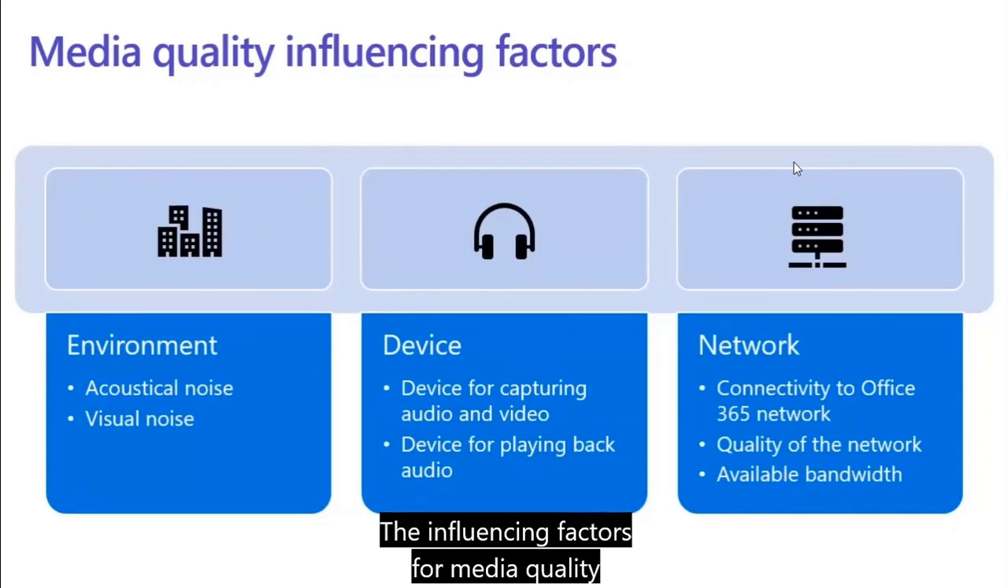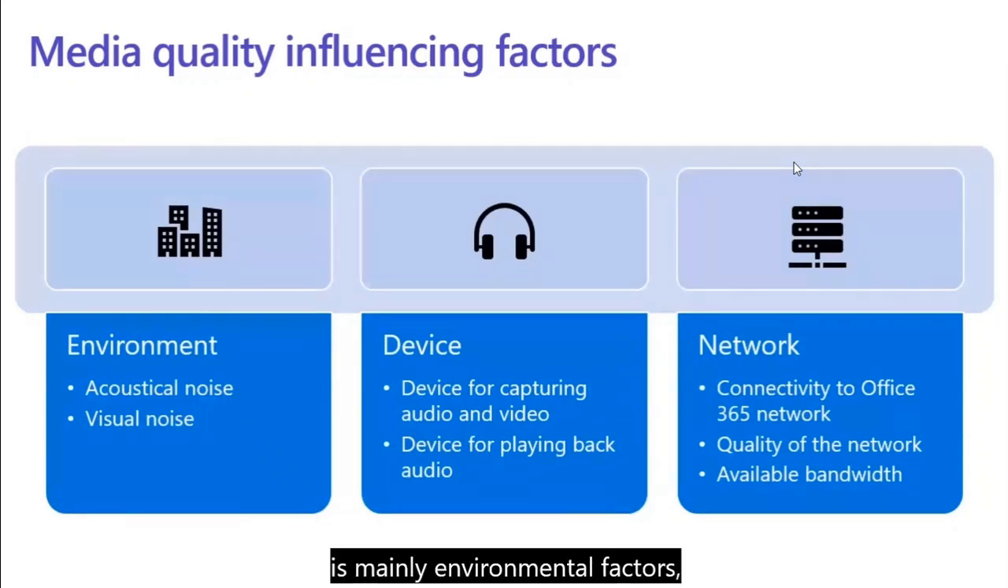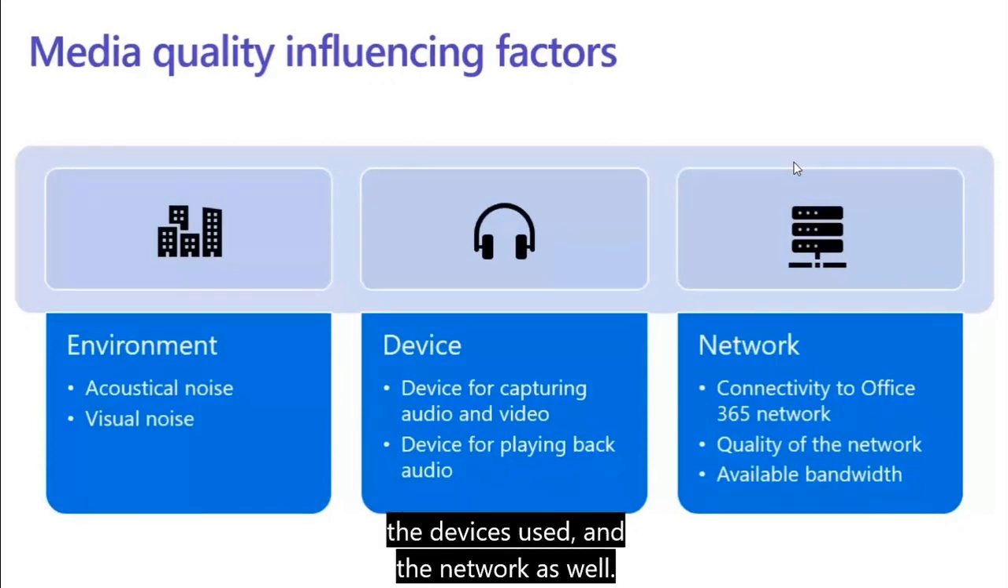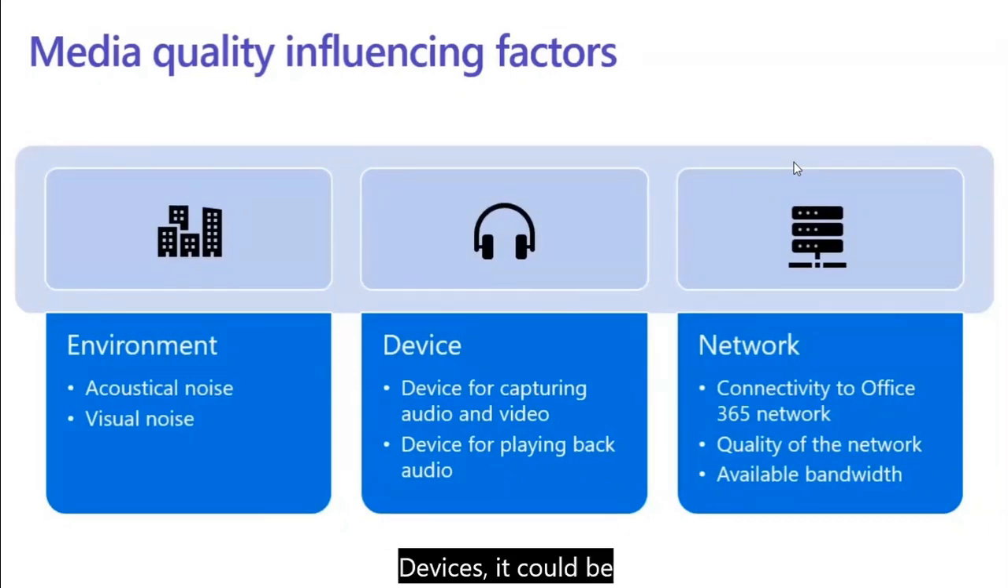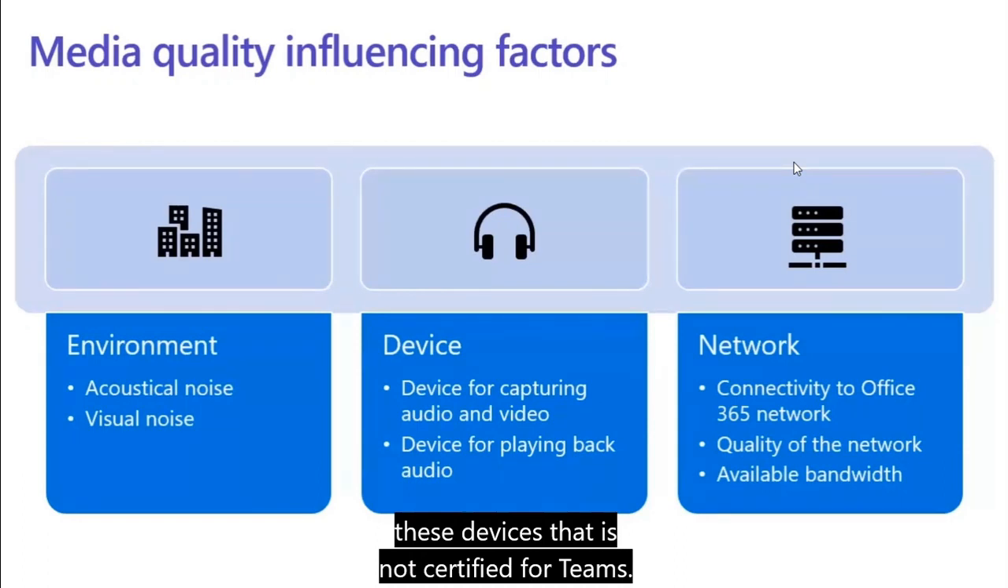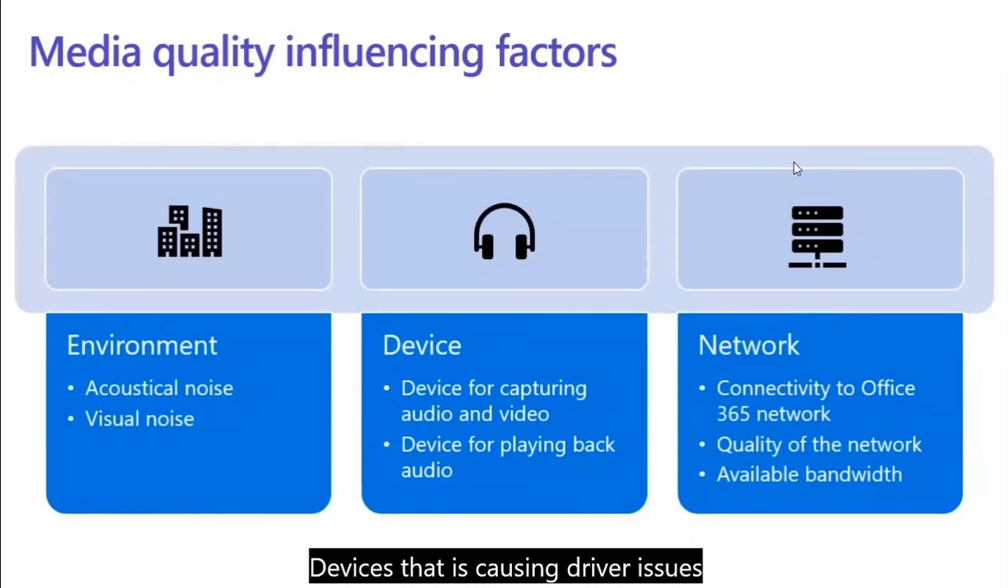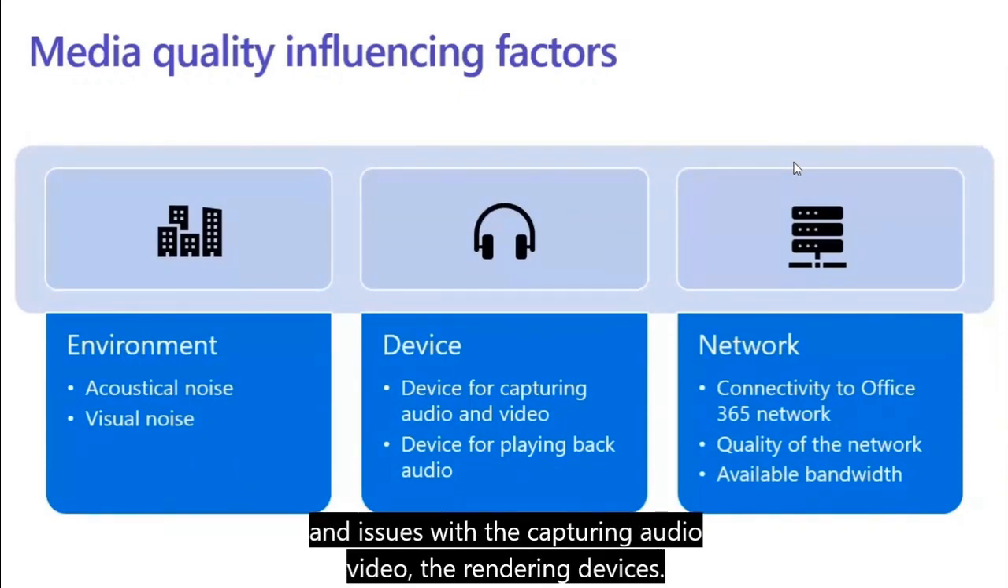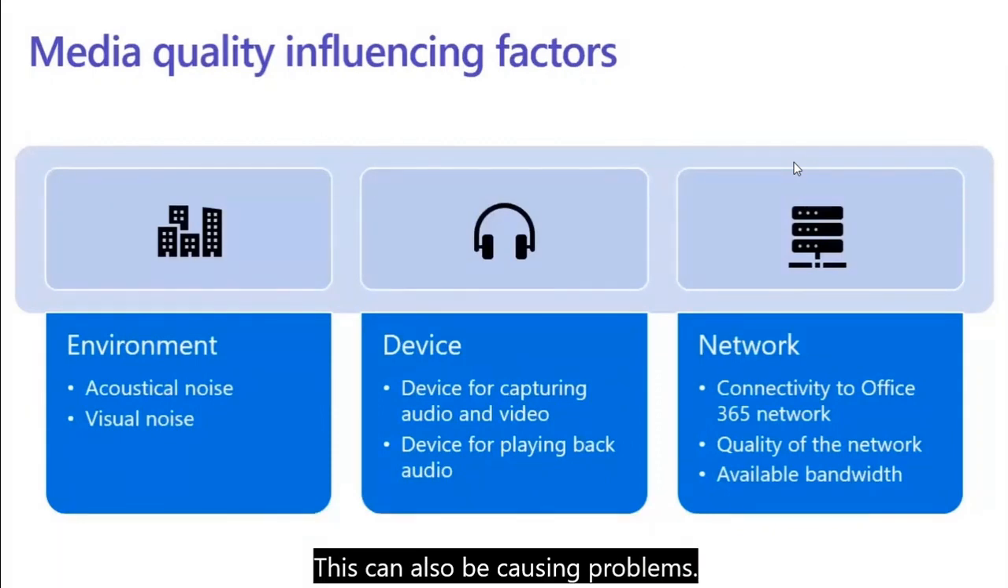The influencing factors for media quality are mainly environmental factors, the devices used, and the network as well. When it comes to environmental factors, it could be acoustical noise or visual noise. The devices could be devices that are not certified for Teams, devices that are causing driver issues and issues with capturing audio and video, and the rendering devices. This can also cause problems.